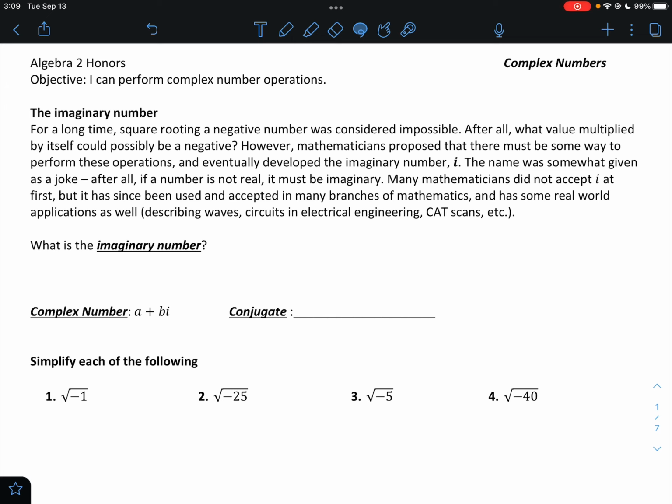So first of all, let's talk about what a complex number is. Before we can really do that, let's talk about what an imaginary number is.